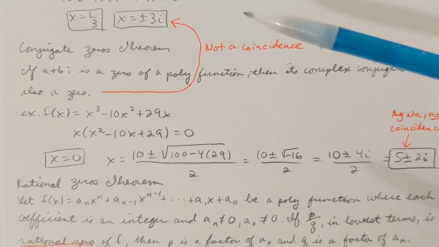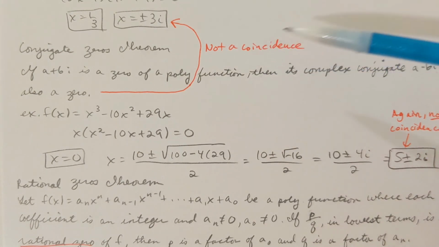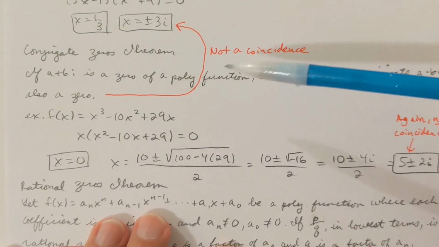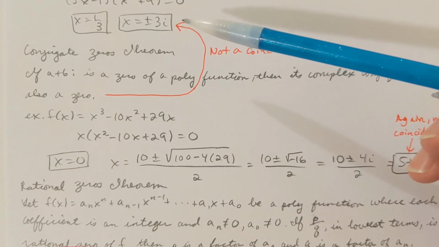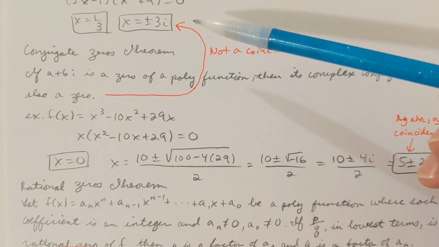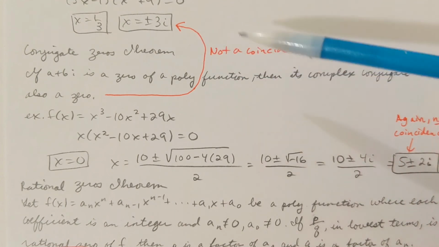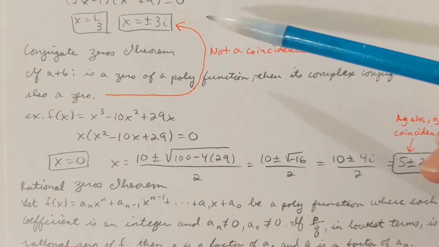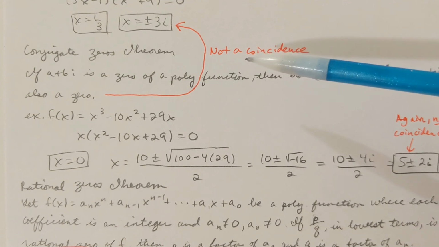Let's do the conjugate zeros theorem here. If a plus b times i is a zero of a polynomial function, then its complex conjugate a minus b times i is also a zero. So it's no coincidence why 3i and negative 3i are both involved. It has to be that way, because of the conjugate zeros theorem. 3i is the complex conjugate of negative 3i.